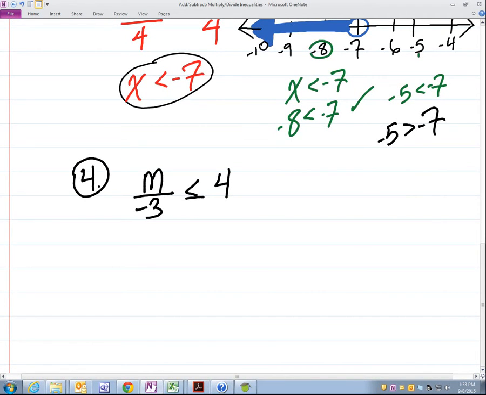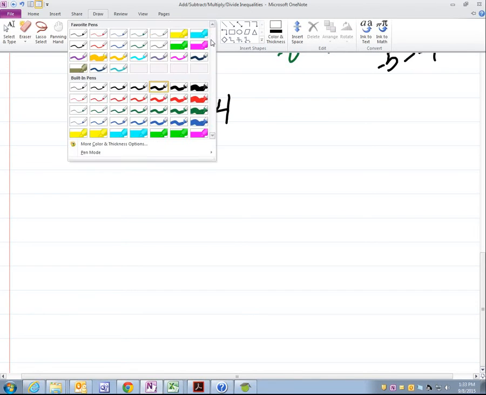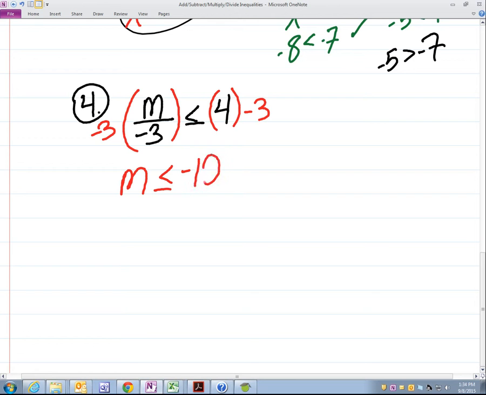M divided by negative 3 is less than or equal to 4. And as you guys know, with our equality work, M is being divided by 3, so now we have to multiply by 3. Or sorry, multiply by negative 3. Multiply by negative 3, which just leaves M over here less than or equal to negative 12.